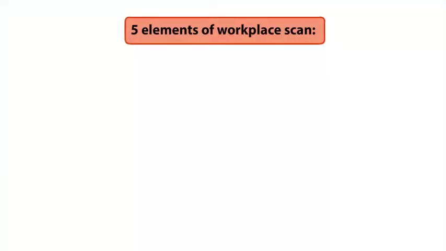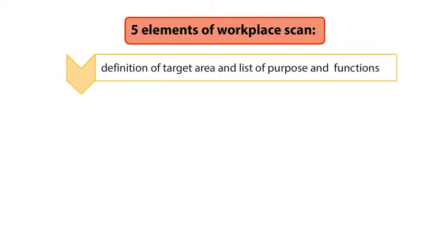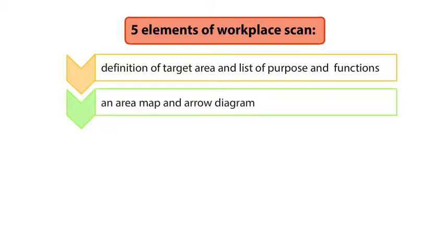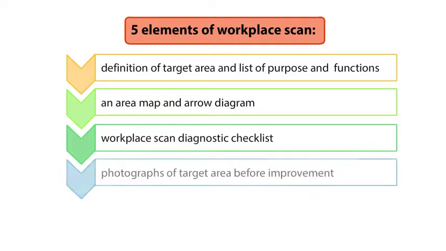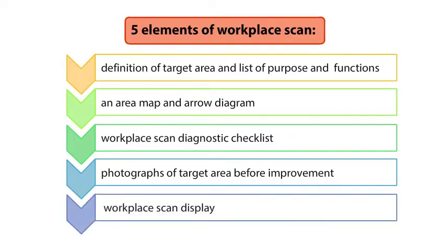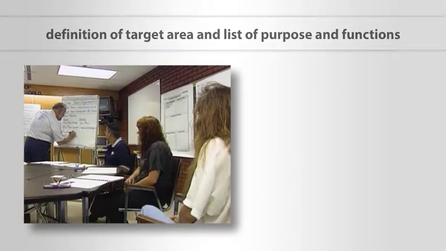The workplace scan includes 5 basic elements: definition of the target area and list of purpose and functions, an area map and arrow diagram, a workplace scan diagnostic checklist, photographs of the target area before improvement, a workplace scan display. Element 1. Definition of the target area and list of purpose and functions.